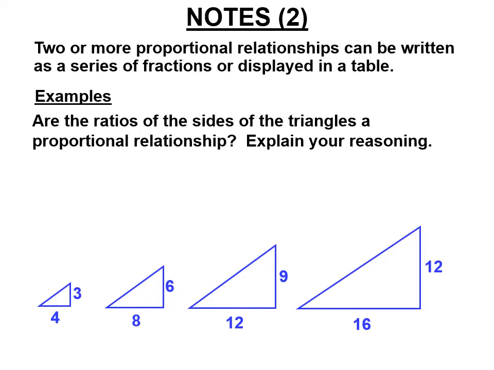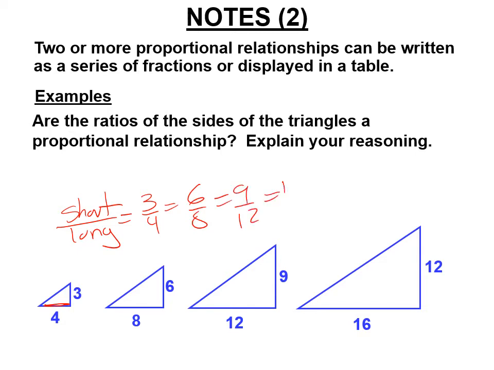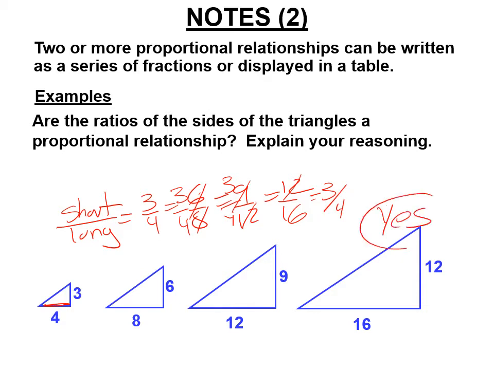All right, so we're going to look at this. This is the one we just did. So I'm going to put, I want to say short to long. So short to long, right? So it would be 3/4. Does it equal 6/8? Does it equal 9/12? Does it equal 12/16? Well, yeah, 6/8 simplifies to 3/4. 9/12, divide top and bottom by 3, also makes 3/4. 12/16, I was a little sloppy there, also simplifies to 3/4. Yes, they are all proportional because all the fractions are equivalent.